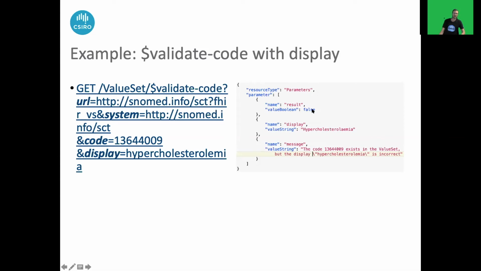So it'll give us a result false, and in our message parameter down here, it'll say that the code exists in the value set, but the display that you provided is incorrect. And for convenience, again, it has given us the correct display. So in this code system, hypercholesterolemia has an AE here at the end, and the string that we provided just has an E, so it's not an acceptable display text in this case.